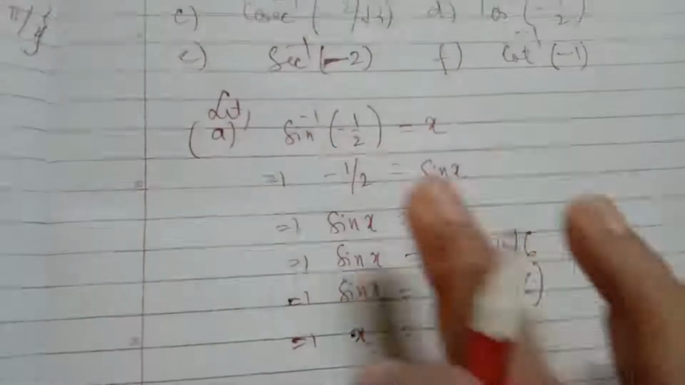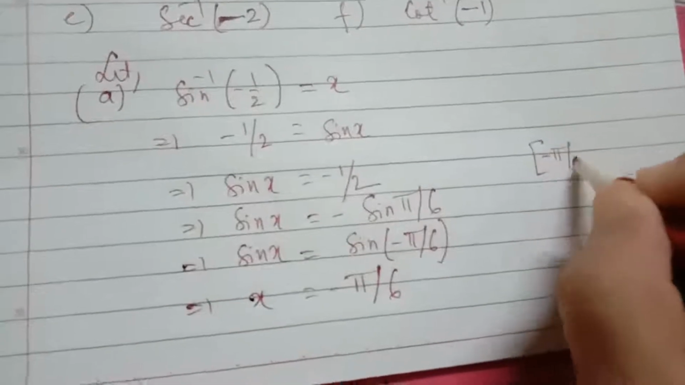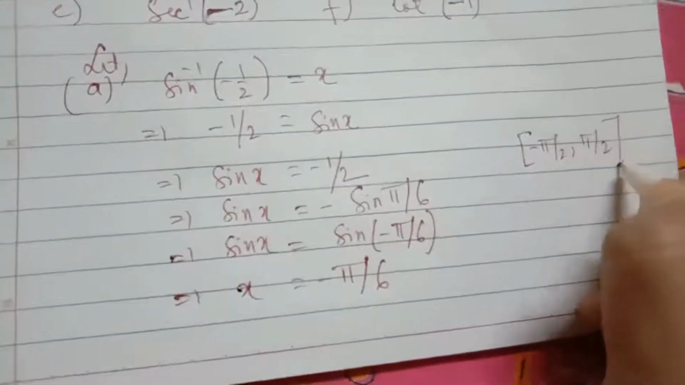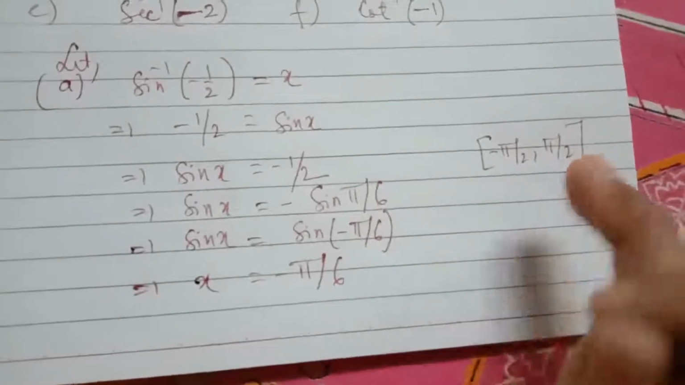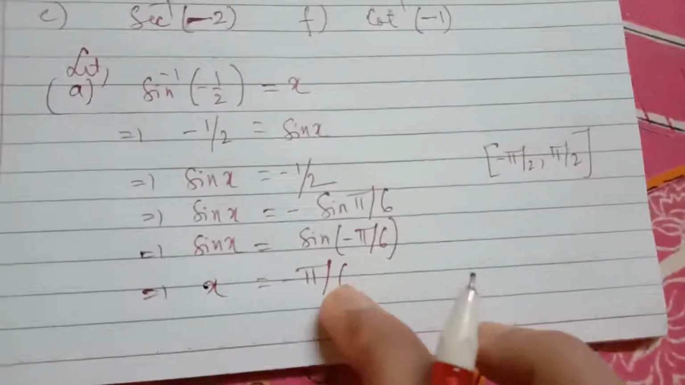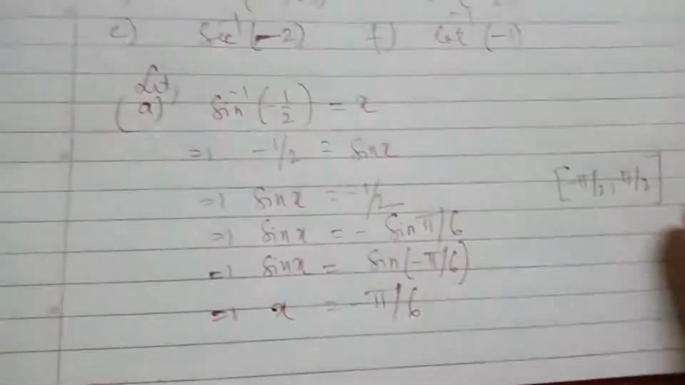What is the range of sine inverse? It is between minus pi by 2 to plus pi by 2, that is minus 90 degree to plus 90 degree, and minus pi by 6 means minus 30 degree, which lies in this range, minus pi by 2 to plus pi by 2. So this is the answer.